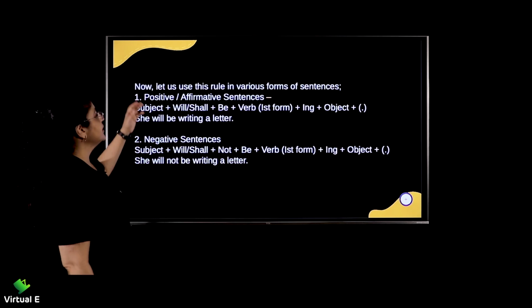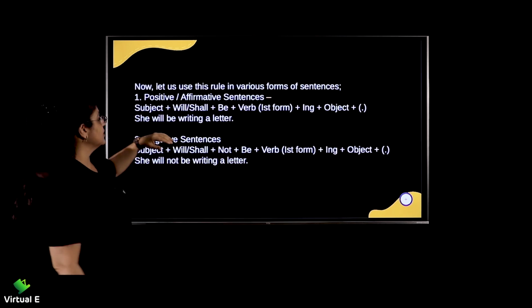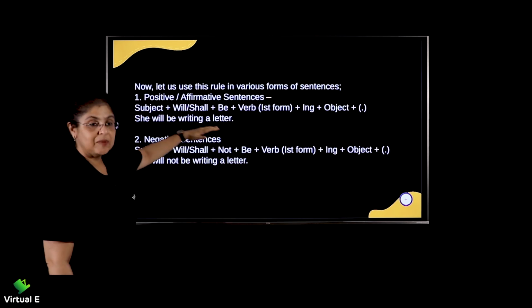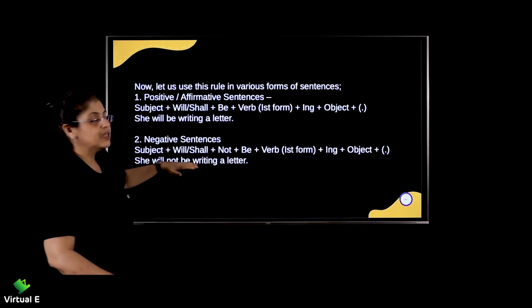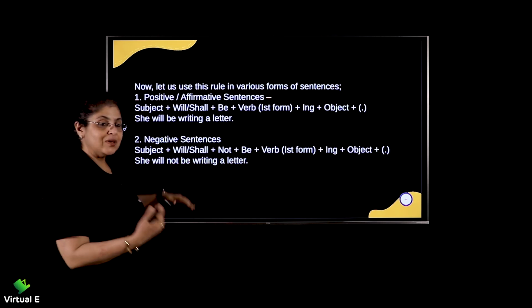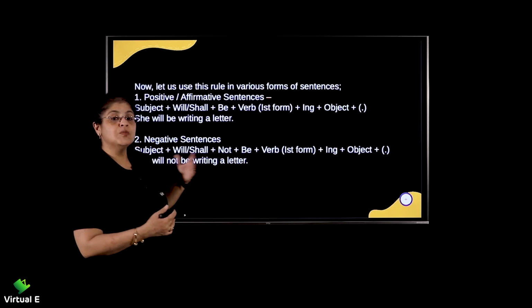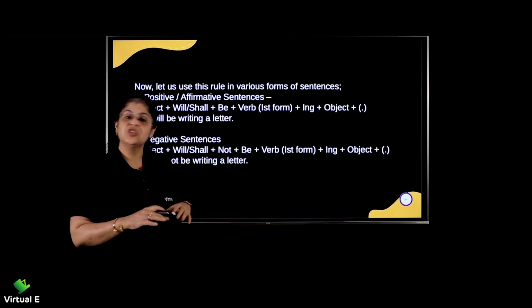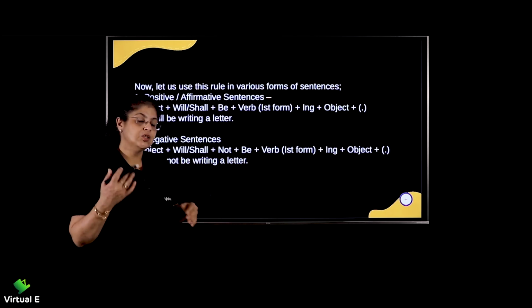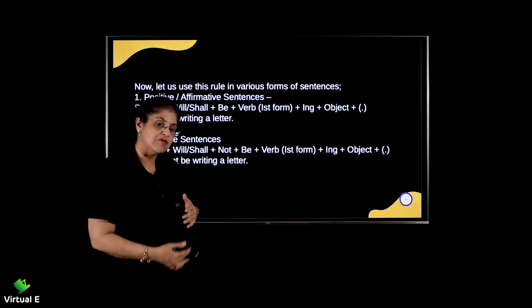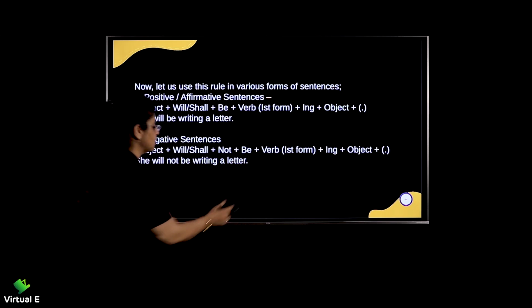Now, talking of it, let us use it again in different sentences. She will be writing a letter. She will not be writing a letter. You can add this to a sentence where you are saying tomorrow at this point of time she will be writing a letter. So at this point of time she will be performing a certain action.